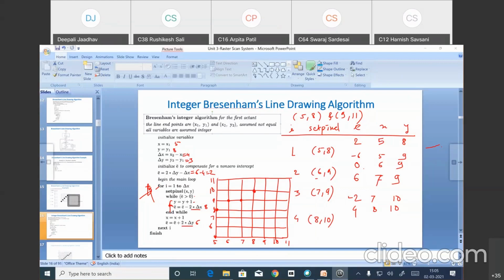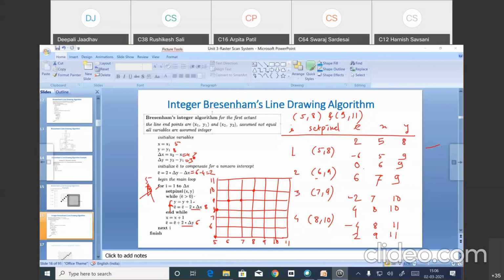Then after that, E is greater than 0. Yes, E is greater than 0. So increase the value of Y. E is equal to E minus 2 delta X. It is 8, so 4 minus 8 is minus 4. Increase the value of X. And then E is equal to E plus 2 delta Y. So minus 4 plus 6, it becomes 2. Then increase the value of I. It becomes 5, which is greater than 4. So stop here.